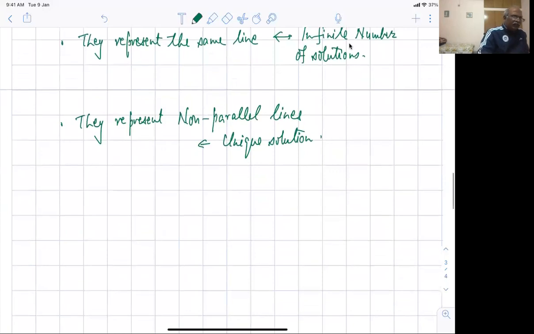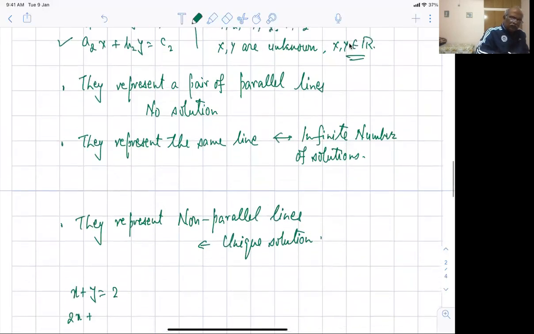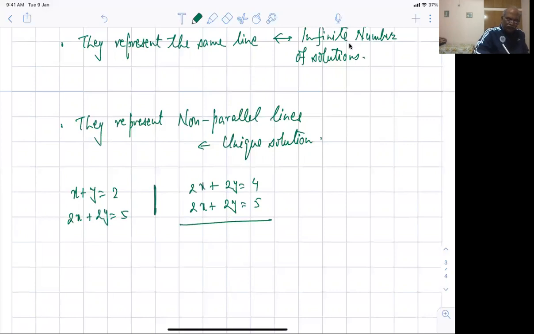So I'll take up examples and try to understand. Fine. So one by one. The first equation that I want to look at is x plus y is 2 and 2x plus 2y is equal to 5. The first one was parallel lines. If I look at this, then I can write x plus y is 2 as 2x plus 2y is equal to 4. I also have 2x plus 2y is equal to 5. And if I subtract, what I'll get is 0 times x plus 0 times y is 1, which has no solution.